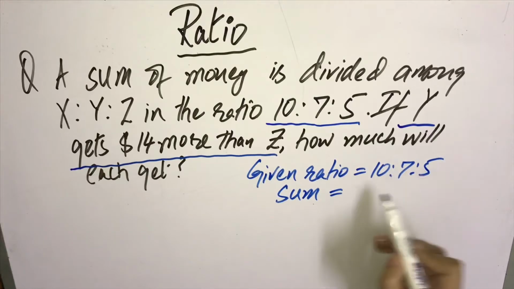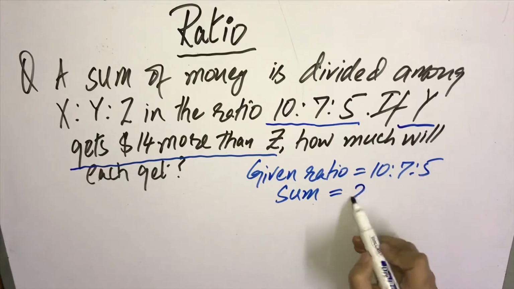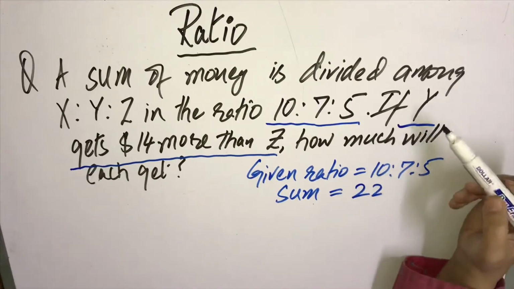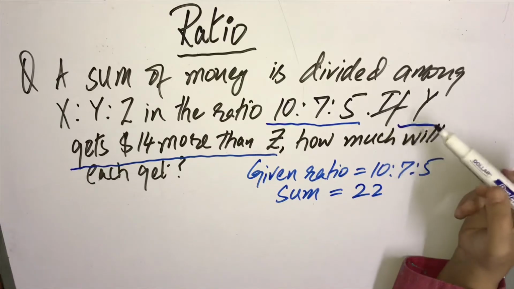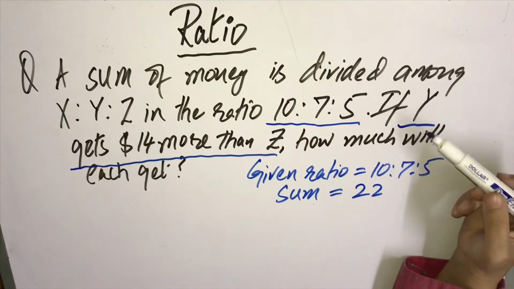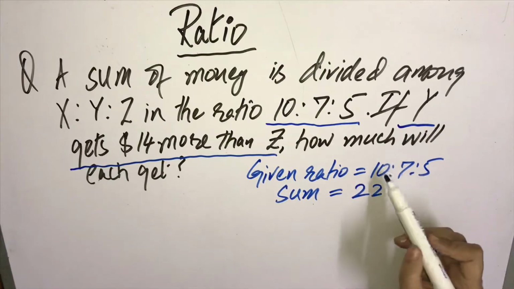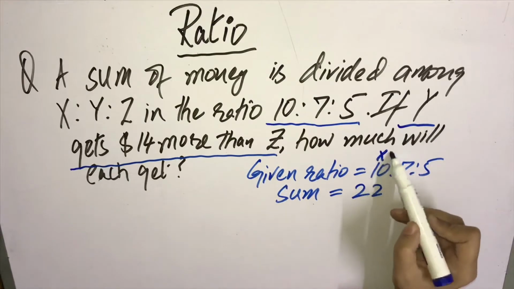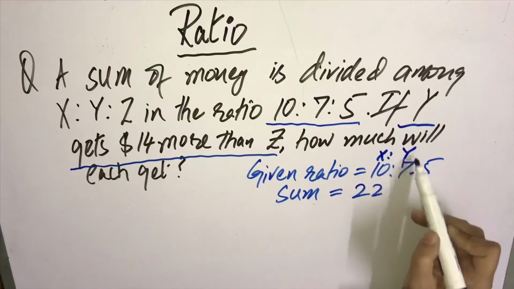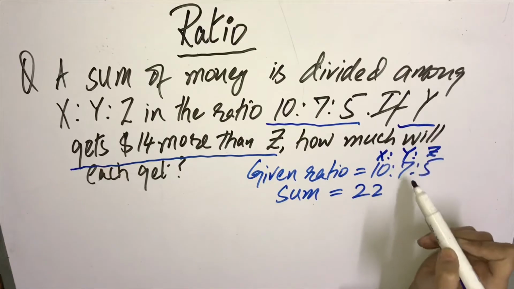10 and 7 is 17, plus 5 is 22. Now we have to make a linear equation using this condition that Y gets 14 more than Z. Okay, this is the ratio of X, this is the ratio of Y, and this is the ratio of Z.